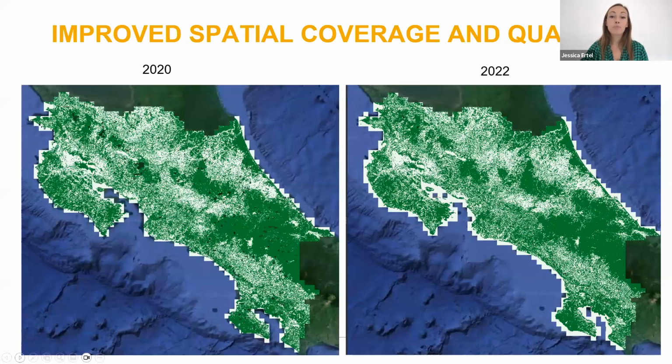Through the production of the annual data, we've improved the processing techniques across many regions. So here you can see a comparison of the data in Costa Rica in 2020, where we had a couple of coverage gaps. And now in the 2022 data, there's improved spatial coverage and quality.